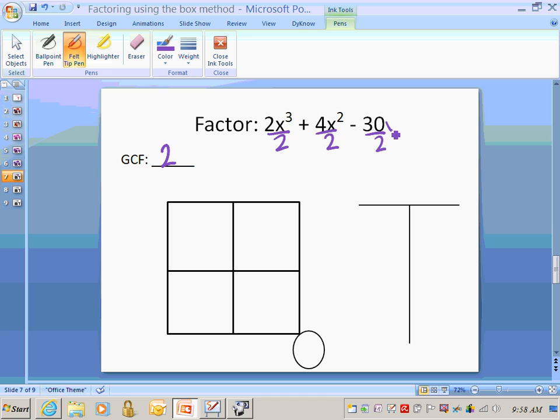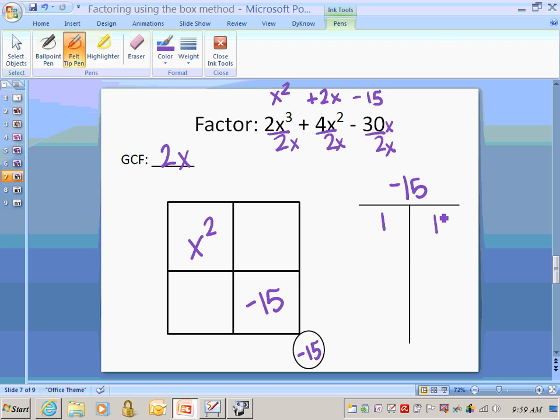Oh, this one was supposed to have an X. That should save a lot of problems. So GCF was supposed to be 2x, yes. So we'd have x squared plus 2x minus 15. Sorry. So I've got x squared, negative 15, negative 15.